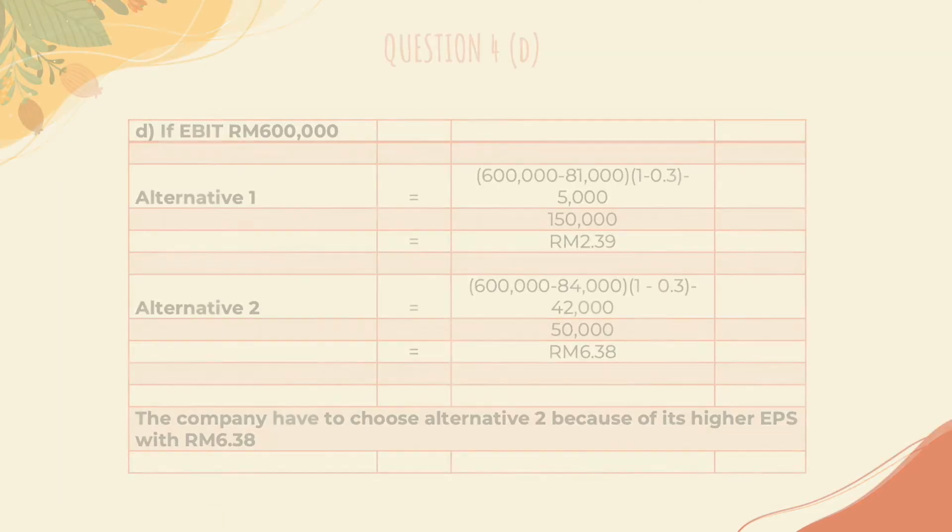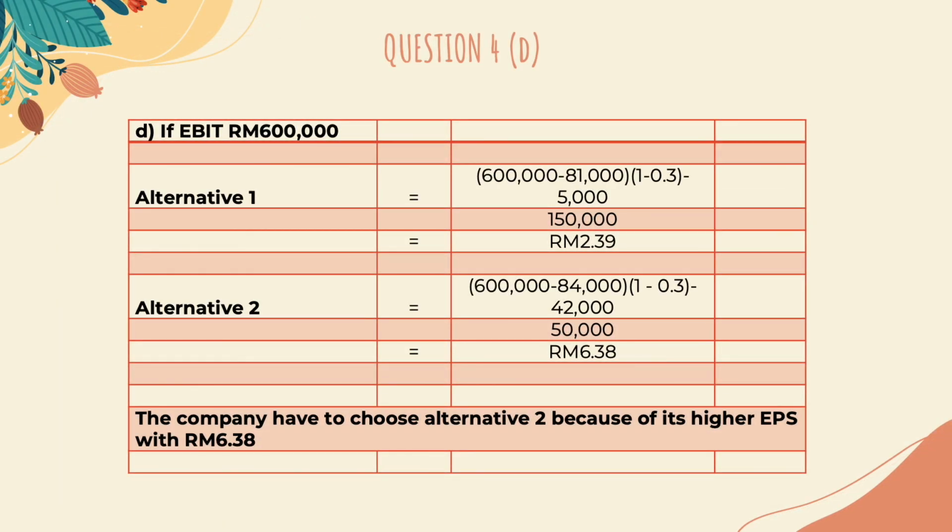Now for the last question, 4D. The question asks: if the company expects its EBIT to be 600,000 ringgit, which structure should the company accept, and explain the answer? For this question, I used the same formula applied for question 4A, but I replaced the EBIT with 600,000 ringgit. Alternative 1 shows 2 ringgit and 39 cent, while alternative 2 shows 6 ringgit and 38 cent. So what does the answer tell us? The answer tells us that the company has to choose alternative 2 because of its higher EPS of 6 ringgit and 38 cent.